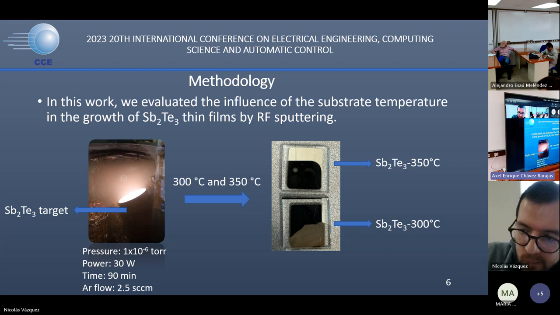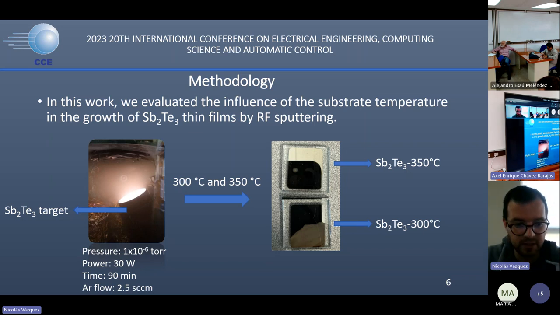Okay. Well, I think it's a big difference between both samples, and you have to try a few more experiments. That's exactly what I'm working on: an intermediate temperature.